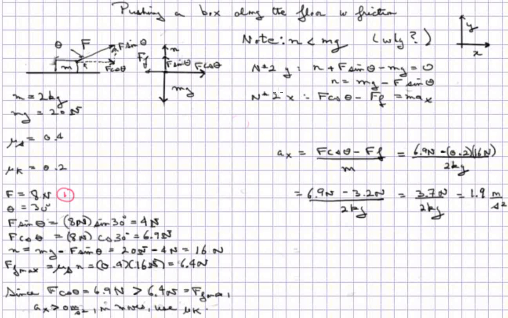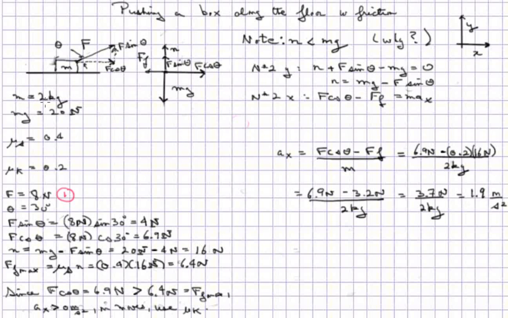Let's write Newton number 2 in the y and in the x direction based on this force diagram. And so the y Newton number 2 is n plus F sine theta. Recall this is a minus in our previous case. Minus mg is equal to 0. And so if we solve for n, we get n is equal to mg minus F sine theta. And Newton number 2 in the x direction is F cosine theta, the x component of the applied force, minus the impeding force of friction, and that's going to be equal to the mass times the acceleration in the x direction by Newton number 2.